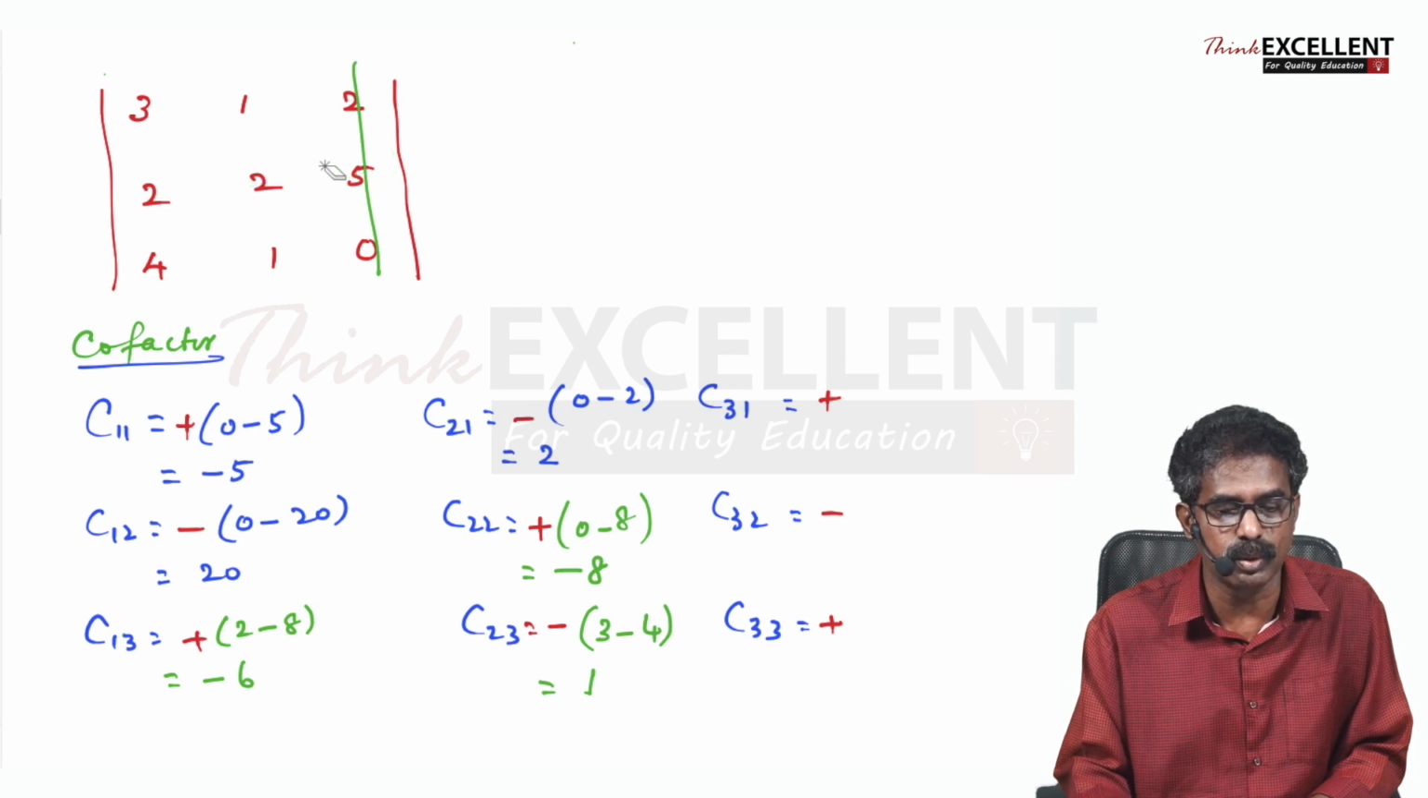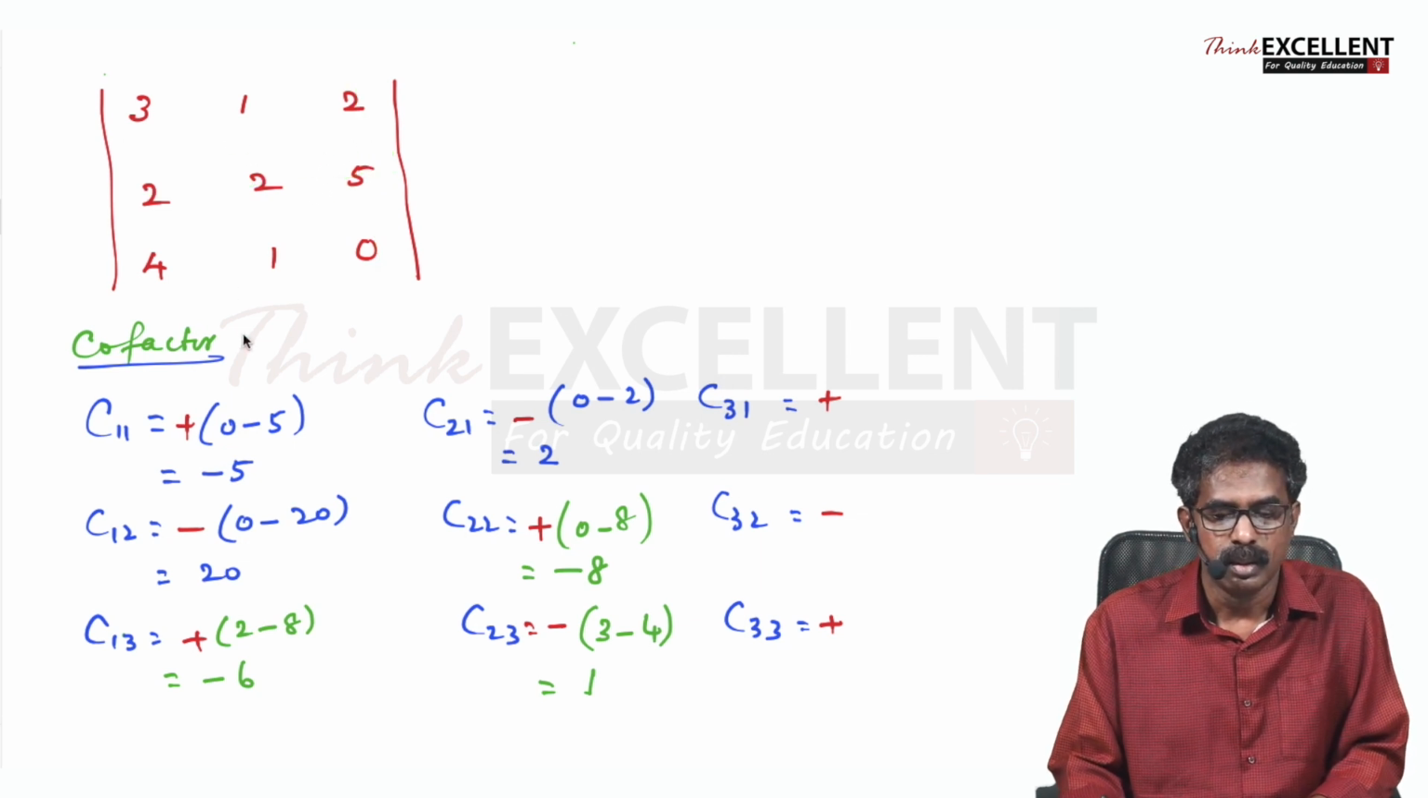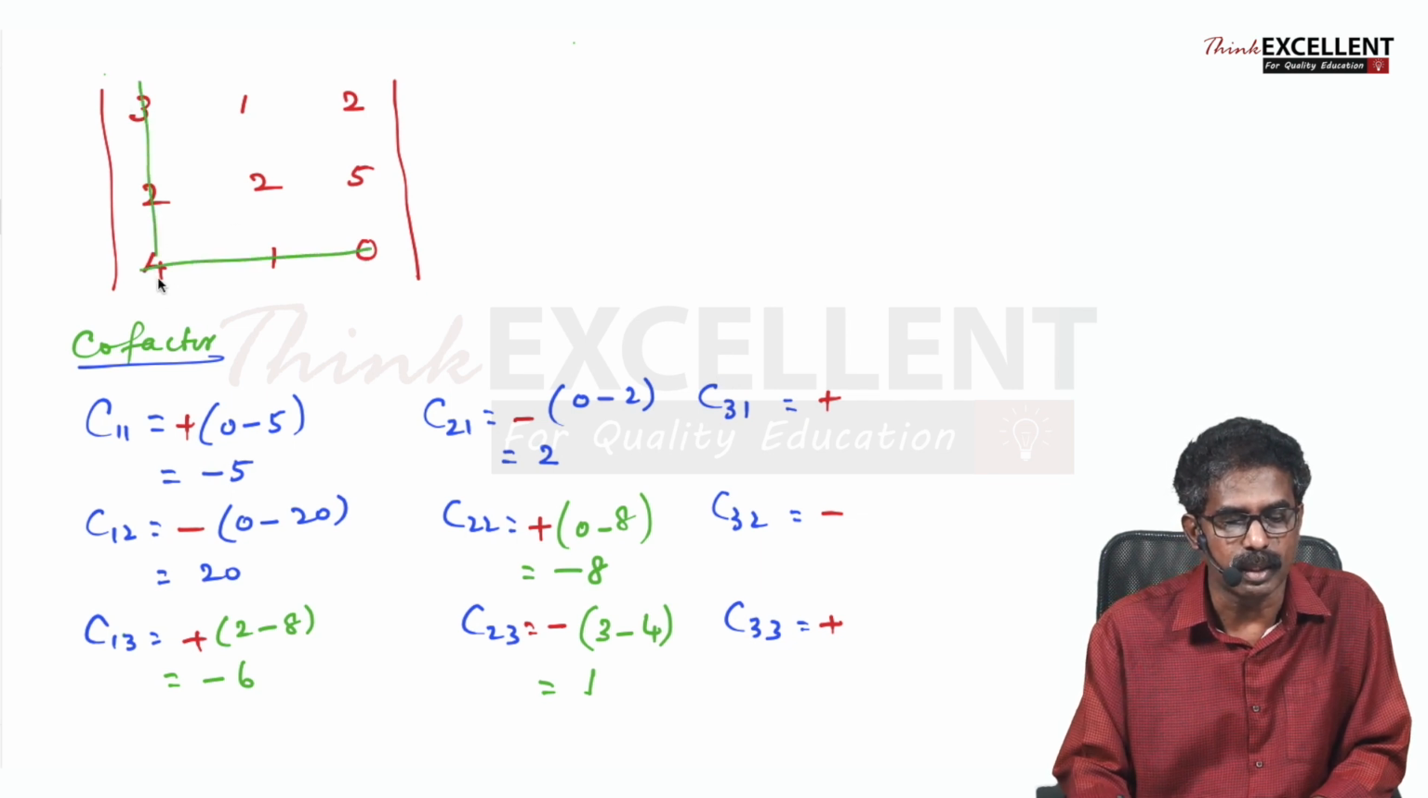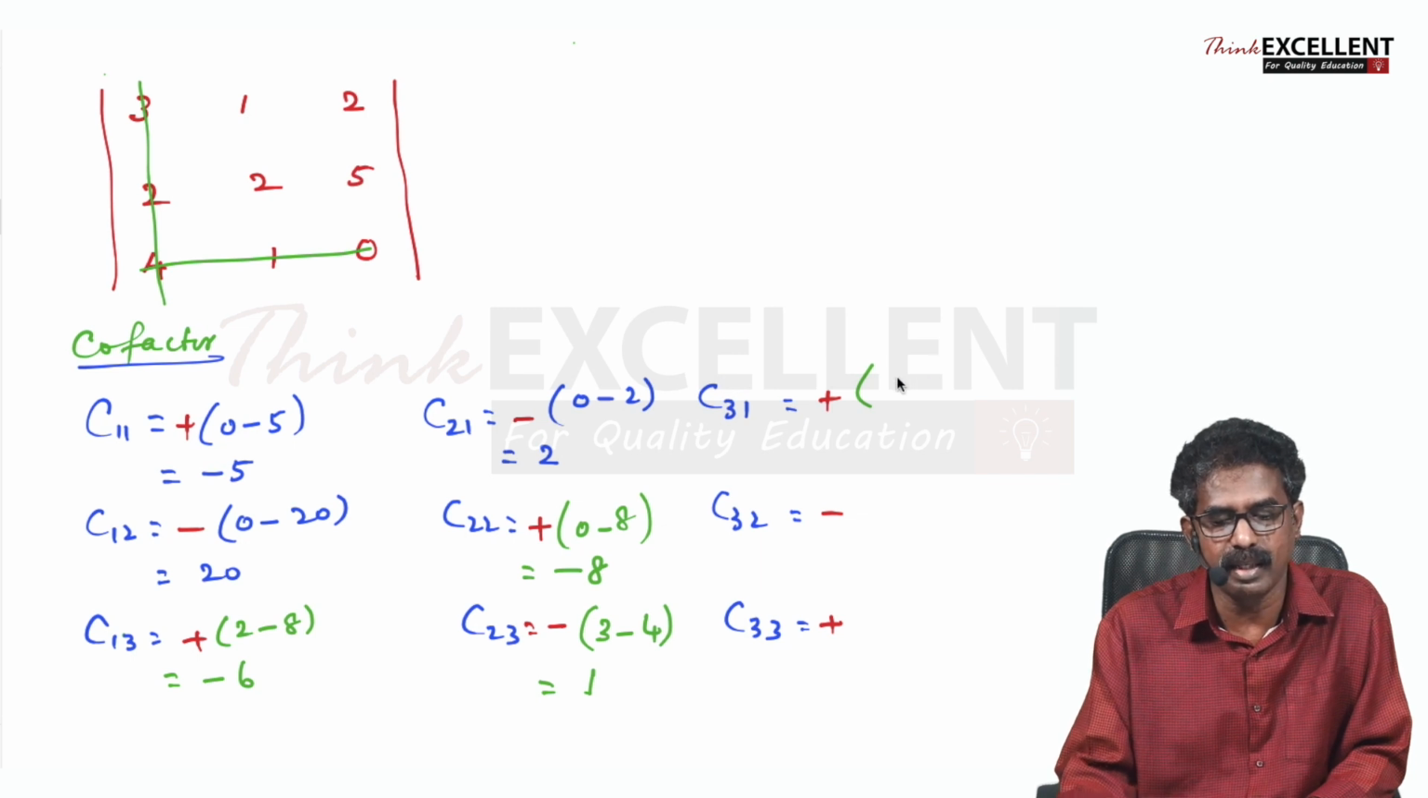Now come to the last row. 3, 1. 3, 1 means this 4. Leave that particular row, that particular column. So multiply and see. 1 into 5, 5 minus 2 into 2, 4. So 5 minus 4 is 1. So it is plus 1 only.